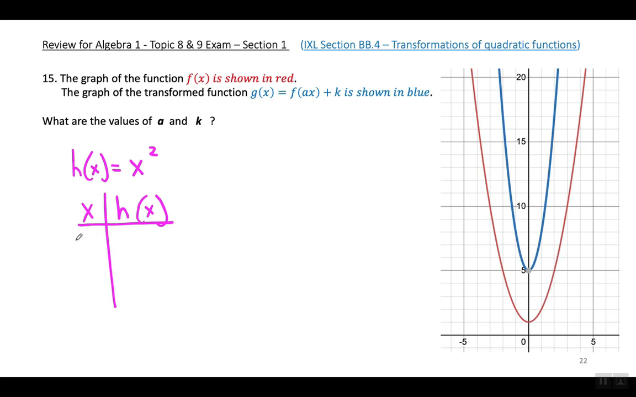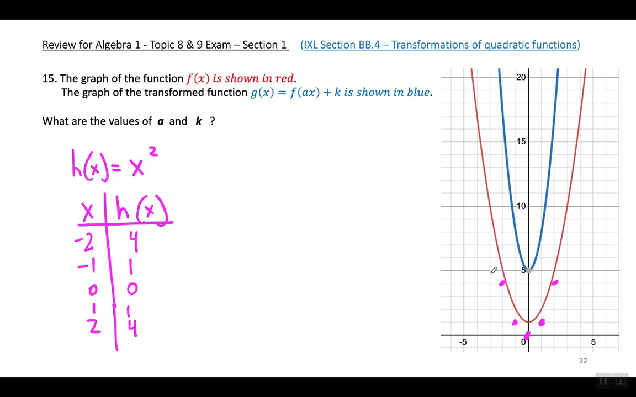So if I put some values for x like these, then when x is negative 2, h of x is positive 4. When x is negative 1, h of x is positive 1. When x is 0, h of x is 0. When x is 1, h of x is 1. When x is 2, h of x is 4. If I plot those points, I'm going to have this. It keeps going, but I'm just going to use those points as a reference for now.